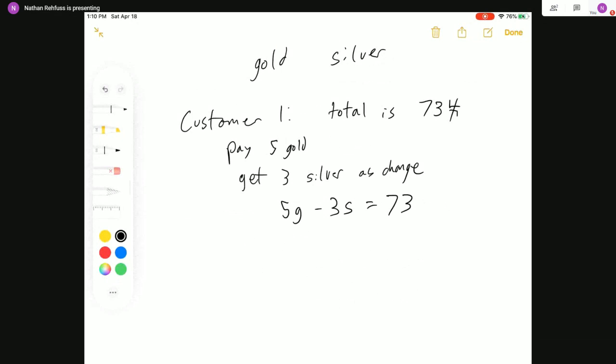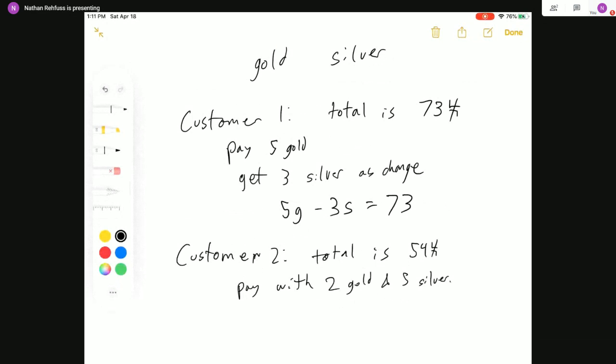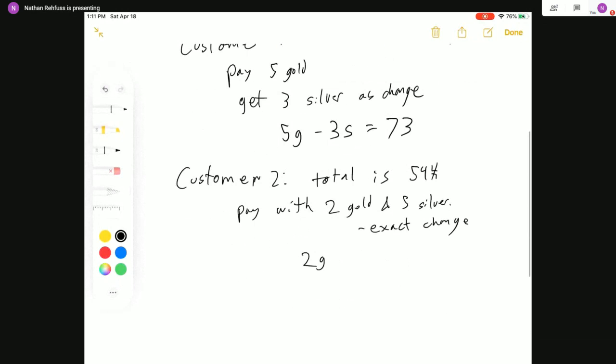Second customer, the one right in front of you. So now we're down to the line. Their total is 54 fantasy dollars. And they pay with 2 gold and 5 silver. And this appears to be exact change. So we can deduce that 2 gold plus 5 silver is exactly 54 fantasy dollars.